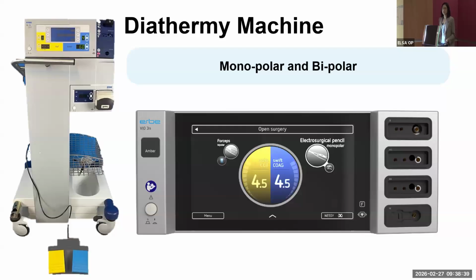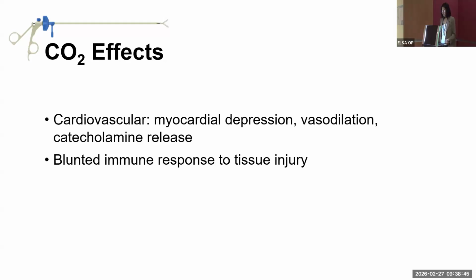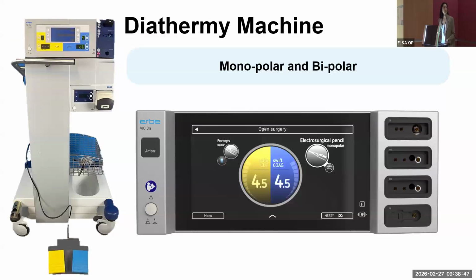So here is just an extra machine. We have a diathermy machine. This has two functions, a monopolar and a bipolar. So we just connect an instrument there. And we have a foot pedal here also for the surgeon to activate.